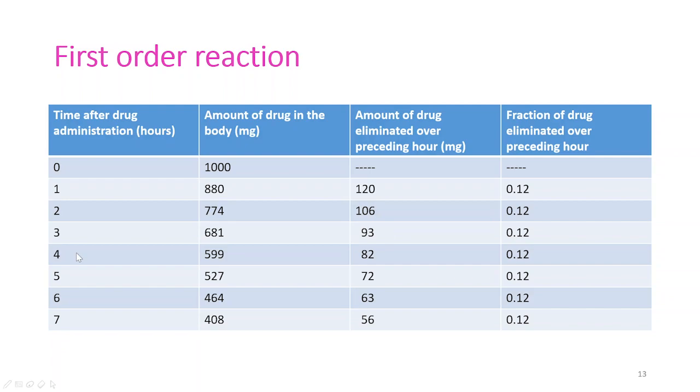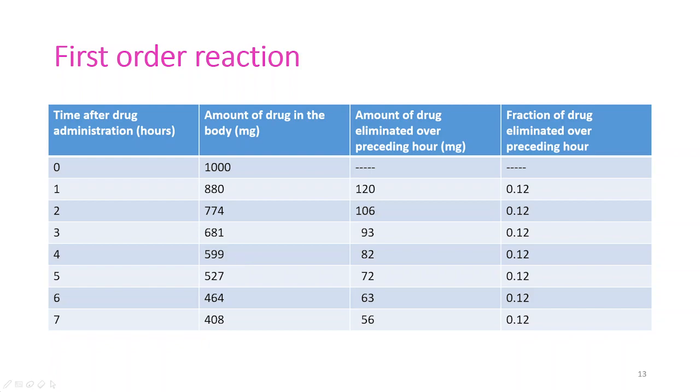Another hour passes, or in the fourth hour, the 681 milligram becomes 599. So there is 82 milligram of drug eliminated, and again, this 82 milligram represents 0.12 of the 681. Again, in the fifth hour, the 527 remains, so 72 milligram was eliminated. And then another hour, the 527 becomes 464, so there is 63 milligram eliminated, and so on and so forth.